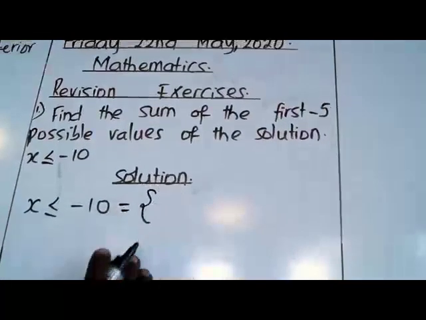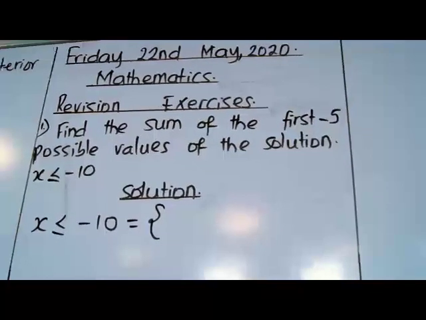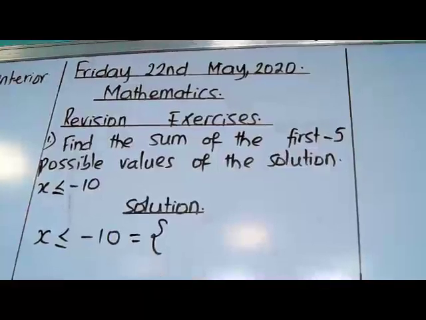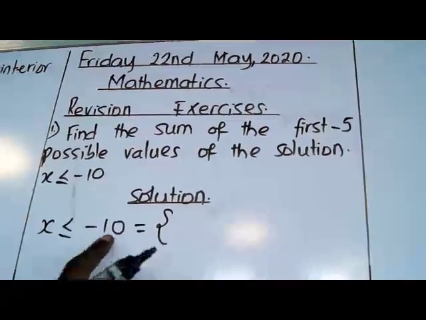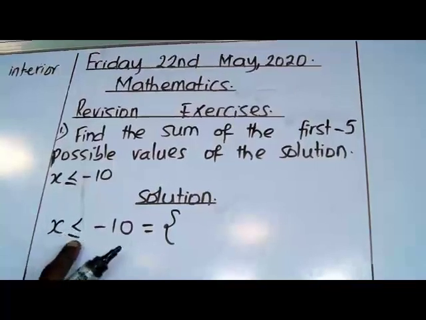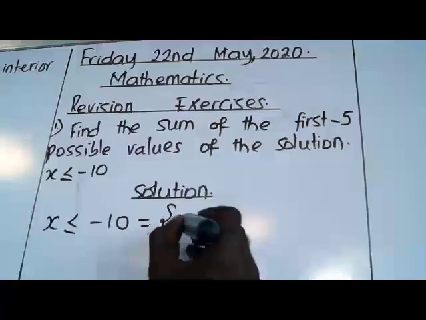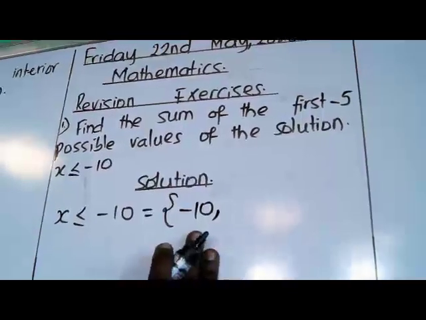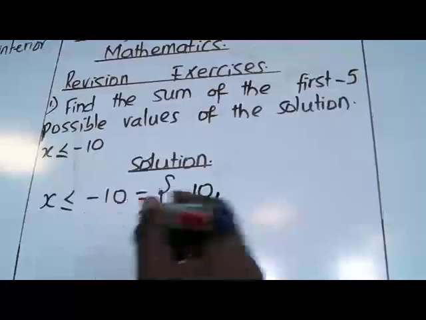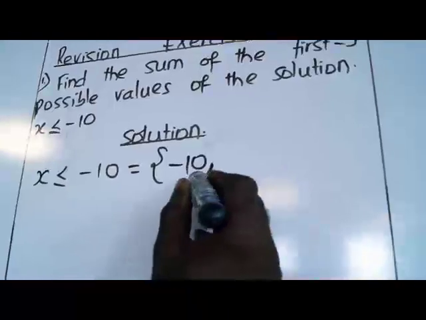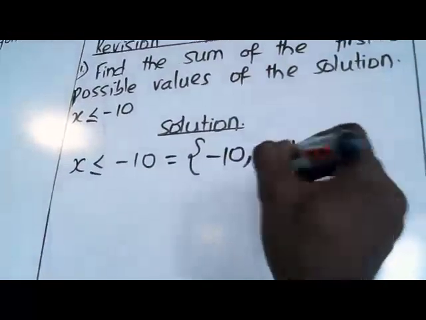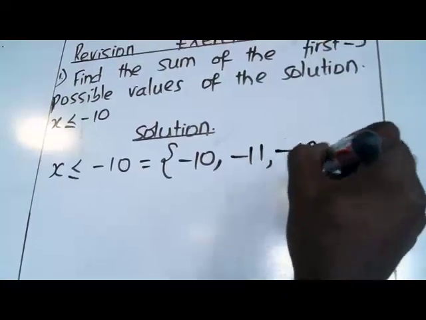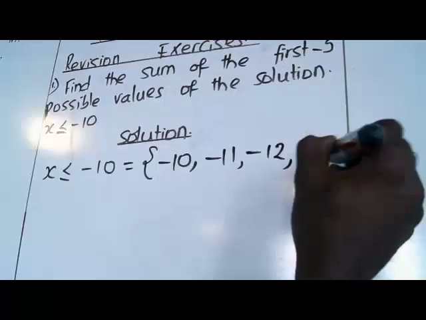So let's list all our values. Remember, I told you we don't use this type of comma when we are listing values. We use this curly bracket to list our values. If it is less than, I'm not going to start with minus 10. But if it is less than or equal to, I'm starting with minus 10. So the first value is minus 10. Now the question is, what is the next value that is less than minus 10? If you remember the way I taught you on the number line, the next value that is less than minus 10 is minus 11, followed by minus 12, followed by minus 13.